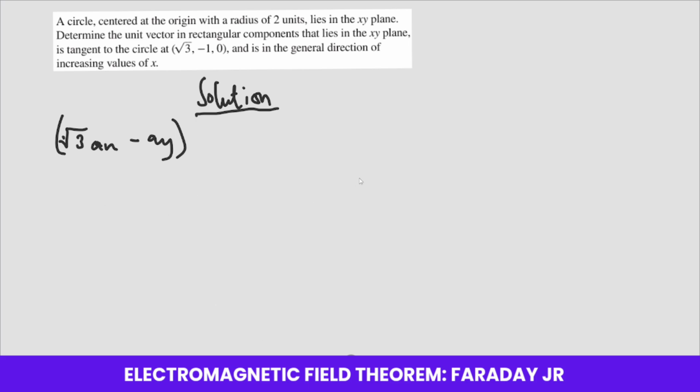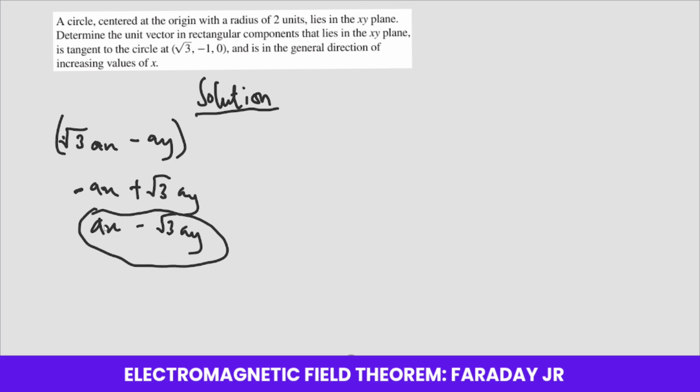So, per our understanding of Q ax and P ay, we are going to interchange the positions of the coefficients. So we are going to get negative ax plus root 3 ay, or ax minus root 3 ay. Either of them is correct, but we want the one in the general direction of the increasing values of x. Hence, we are going to choose the one with the positive x value. That is the second one.